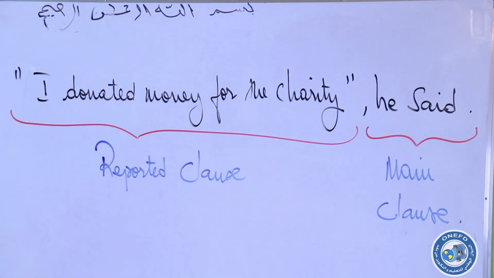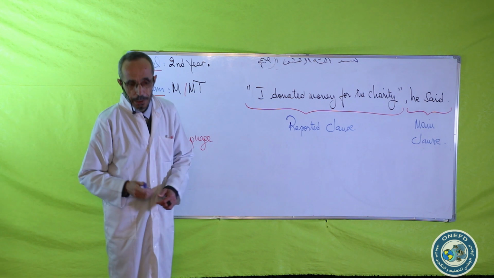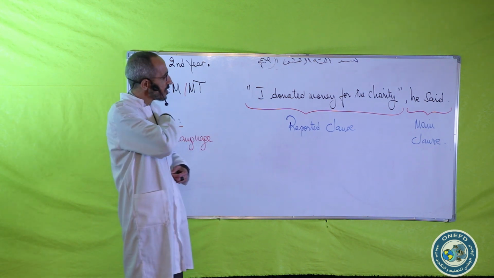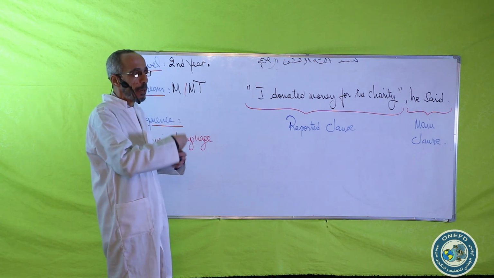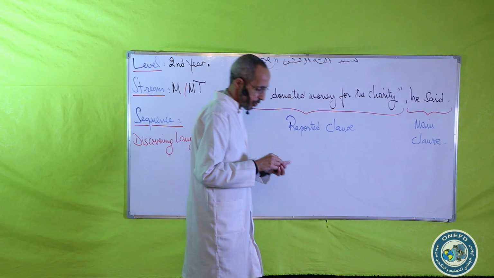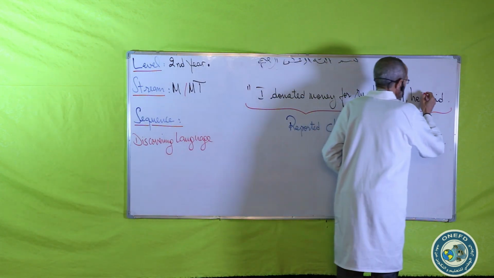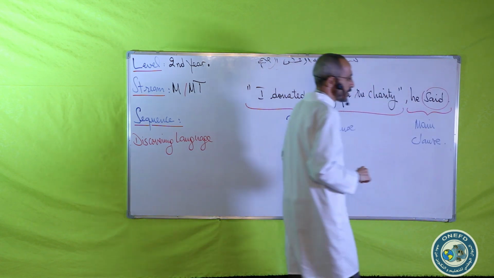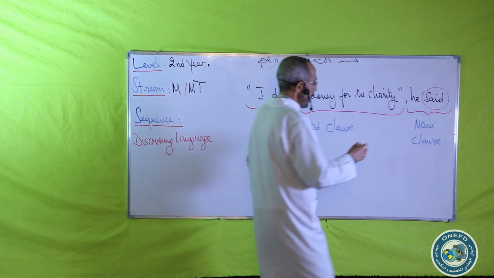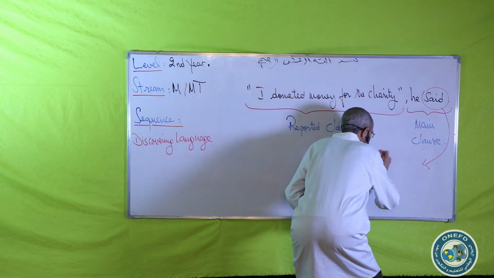If we want to change from direct to reported speech, what do we need? The first thing we need is to pay attention to the verb in the main clause. This is the verb we have to pay attention to. What is this verb called? We call this verb reporting verb.